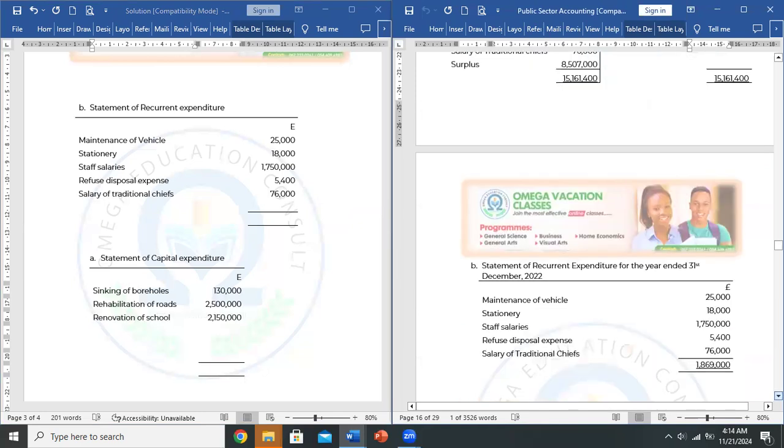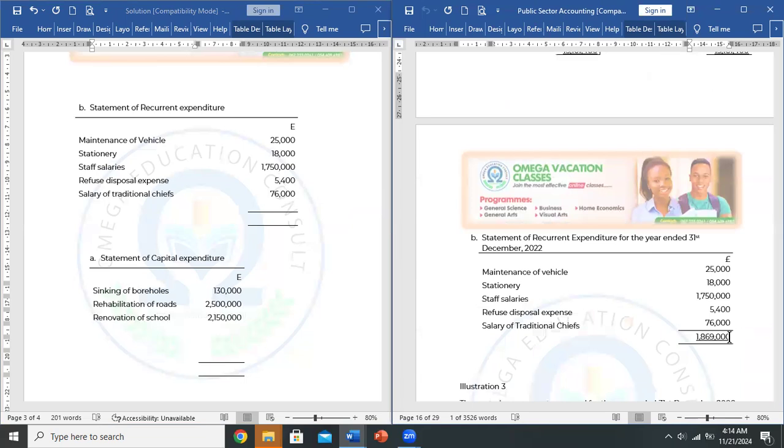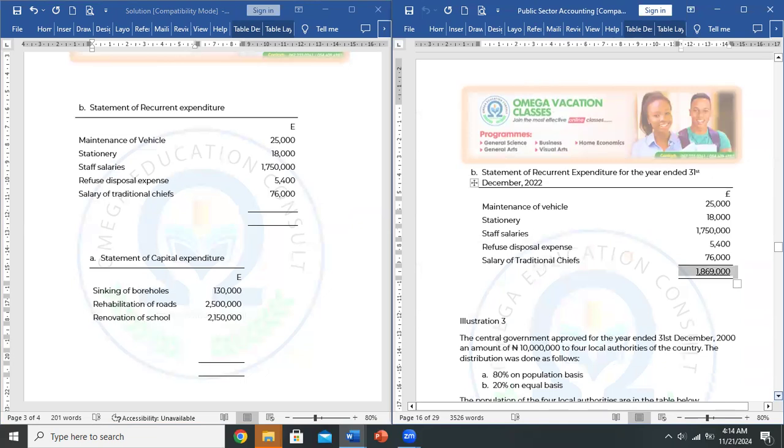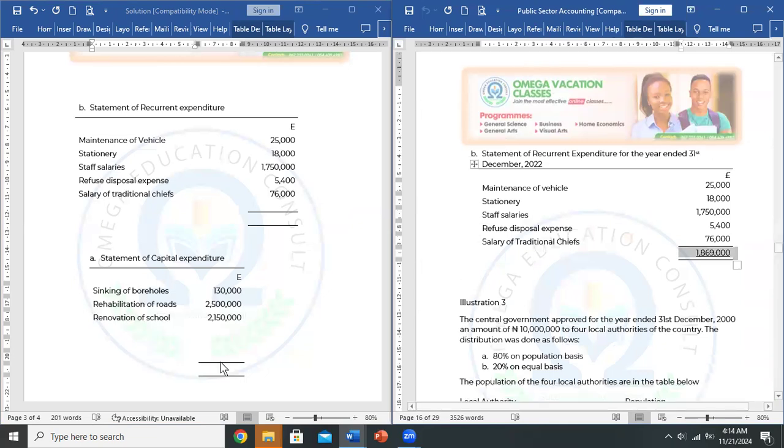So for the recurrent expenditure, you get 1,869,000, and for the capital expenditure, okay, I don't have that here, but I think you should get in excess of 5 million, or maybe, yeah, great. So that's a bit about capital and revenue expenditure under public sector. Please, any question?